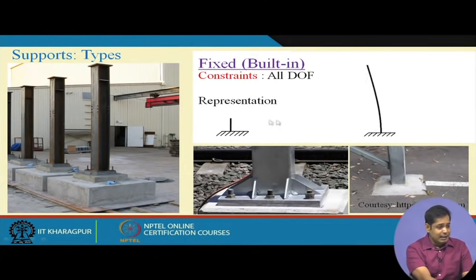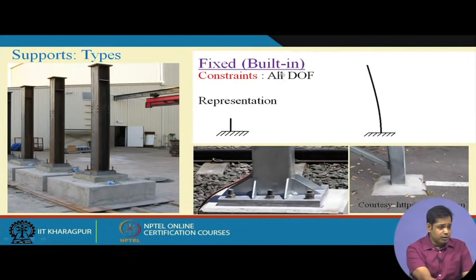Now, the fixed support is represented like this. There could be different ways if you see any book, but throughout this course, whenever we use this representation, it means it is fixed support. Here are some of the examples of fixed support.